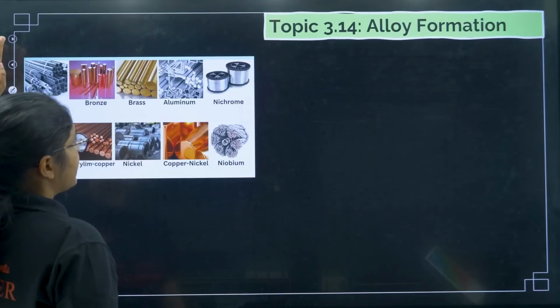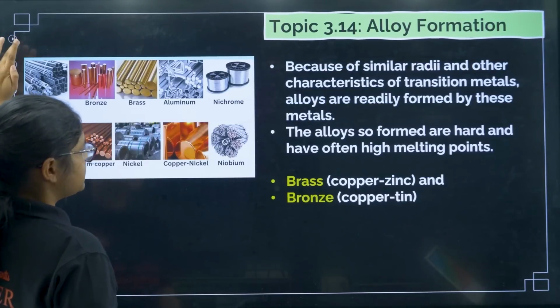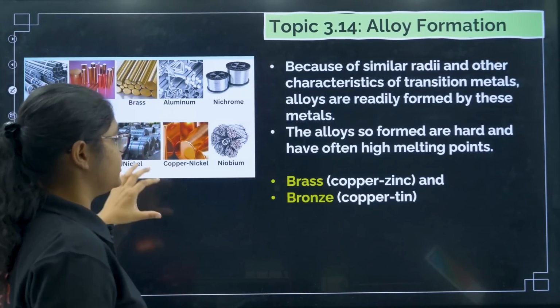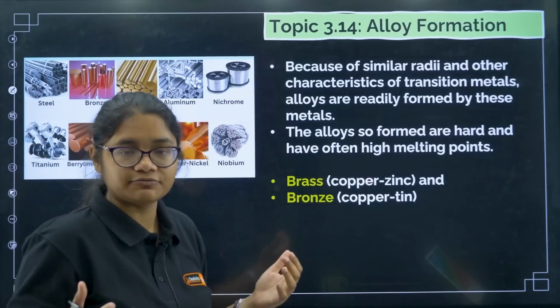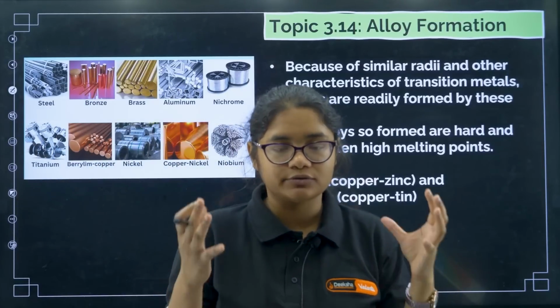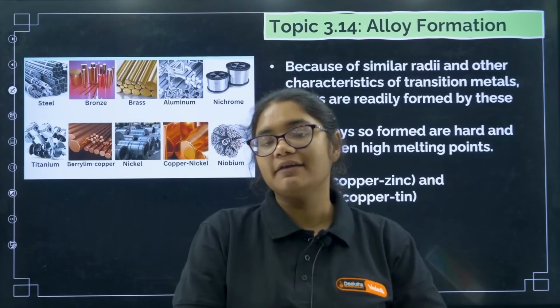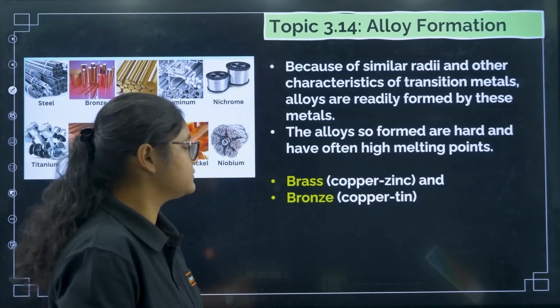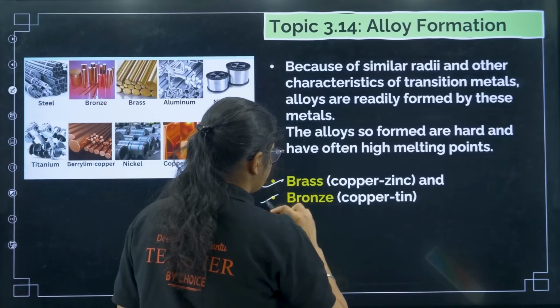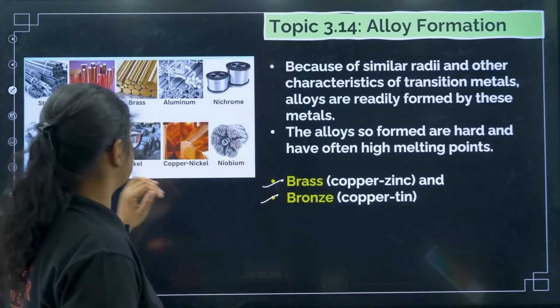Next we have alloy formation. Because I told you that their sizes are similar and not very different, the atoms can be easily mixed and we can have a lot of alloys from this. The two very important examples are brass and bronze, right? You can see the examples here.